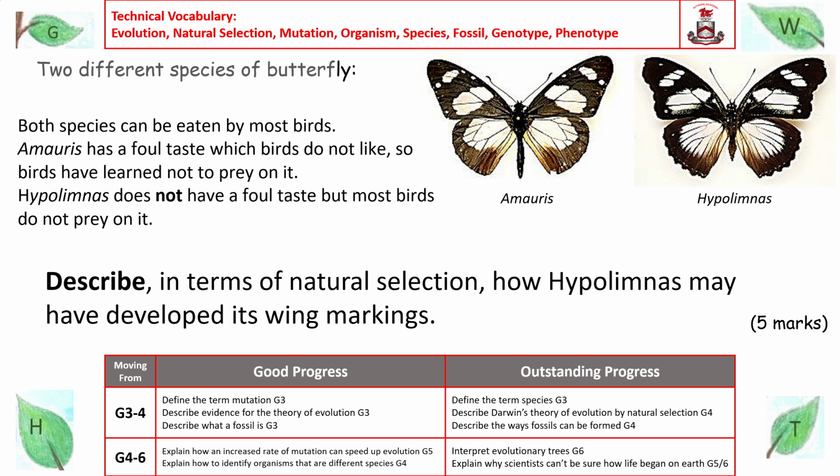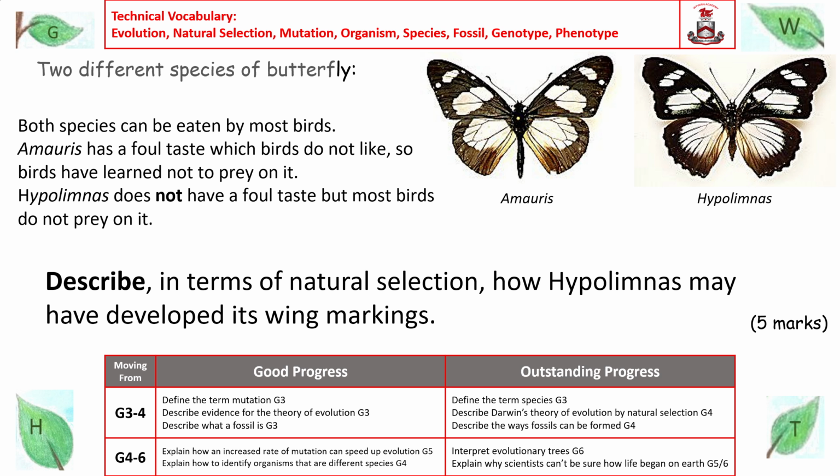Now, the amorous, I'm going to call it A. This has been around for millions of years, let's just say, and it tastes minging. Birds don't like it, so they avoid it completely. This one, the H butterfly, was preyed on by birds, and eventually over time, because of random mutations and random changes in its genes, it accidentally ended up looking like this one here. Because of that, because it looks so similar to this, and birds know that the A butterfly tastes horrible, this H one won't get eaten.